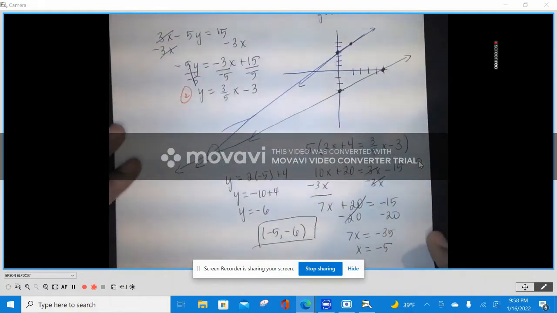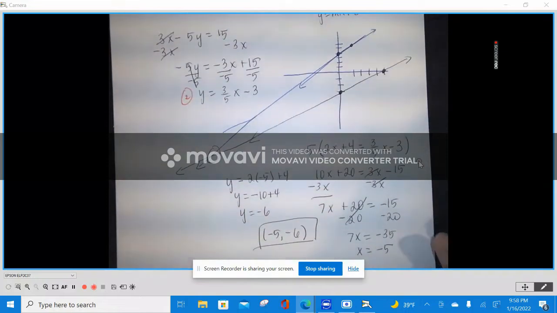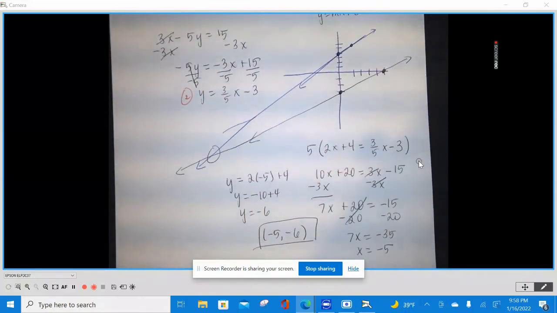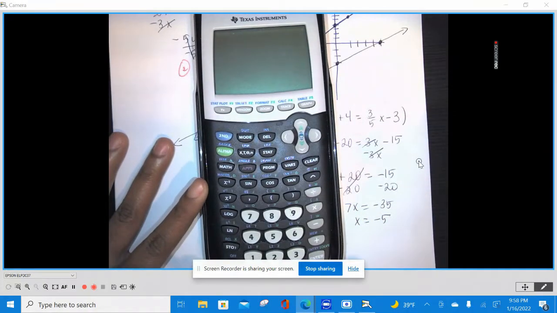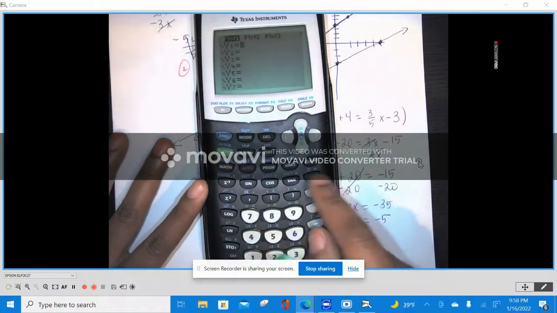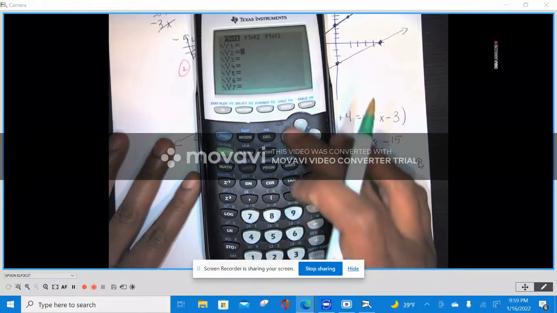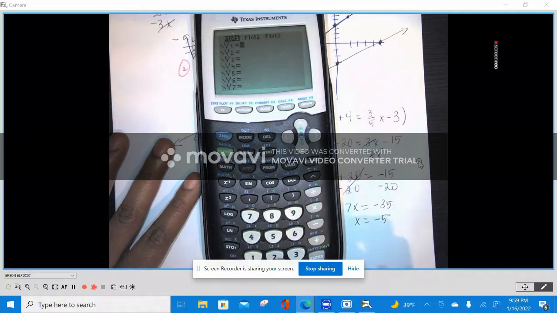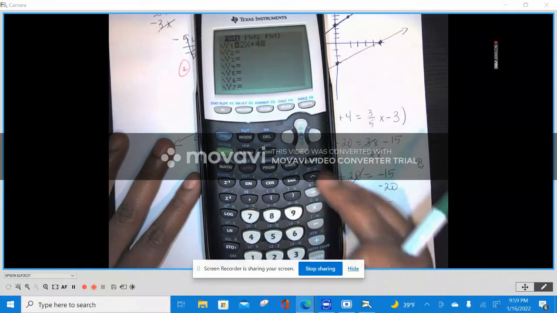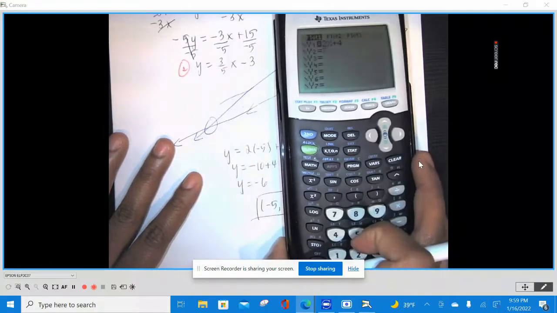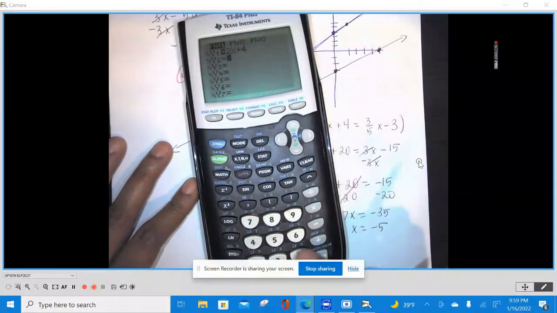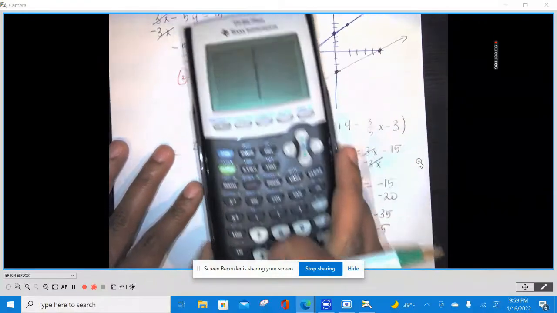Now, just to make sure that you're completely correct, if you have a graphing calculator you can check, or you can use decimals. So in this case I'm going to use this TI-84 just to show you that we're on the right track. So I'll come here, and one of our equations again was 2x plus 4, enter. And then the second one, I believe, was 3/5 x minus 3. 3 divided by 5, x minus 3, enter. And then I'm going to graph these two.